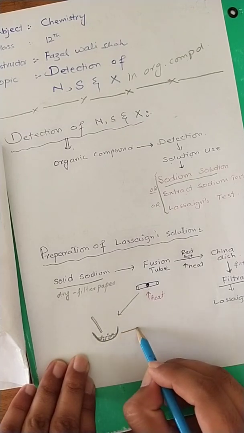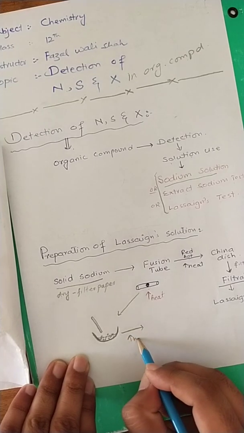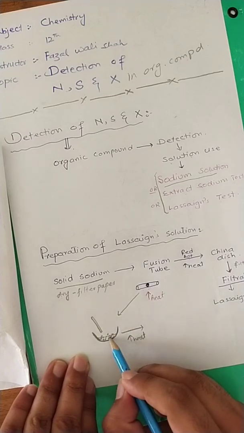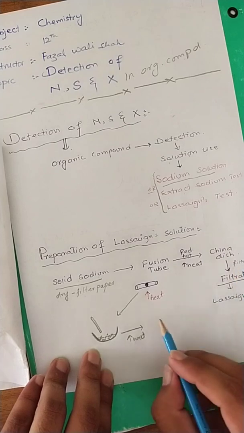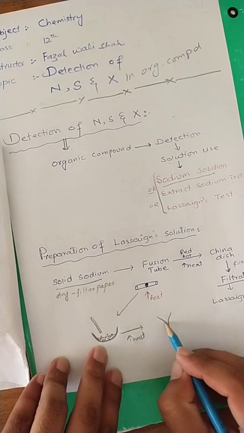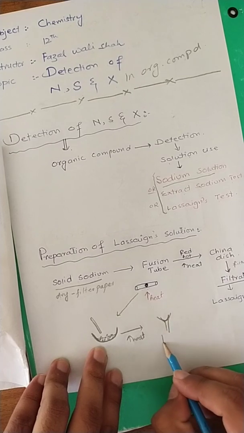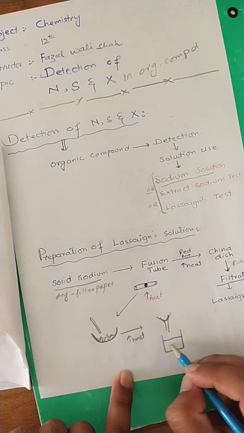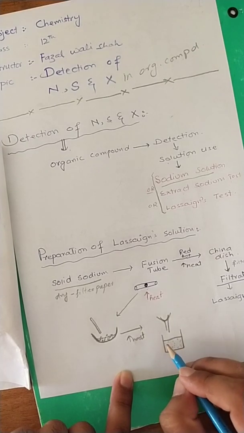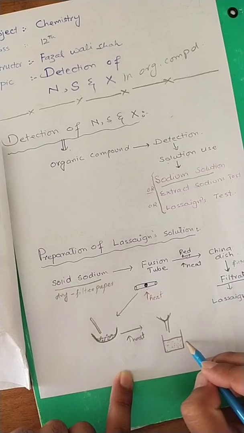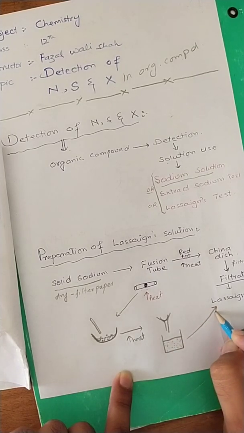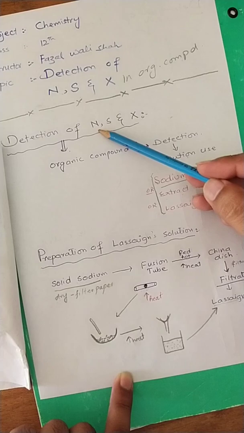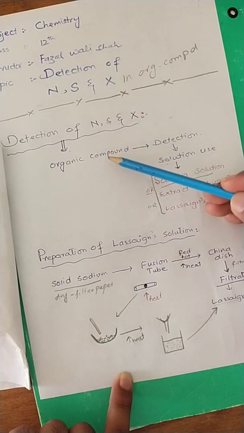After that, we heat the china dish for some time to reduce the volume of water. After that, we start the process known as filtration using filter paper. After filtration, this filtrate which contains distilled water and sodium, this solution is known as Lassaigne's solution. Now this Lassaigne's solution is used for the detection of nitrogen, sulfur and halogen in organic compound.